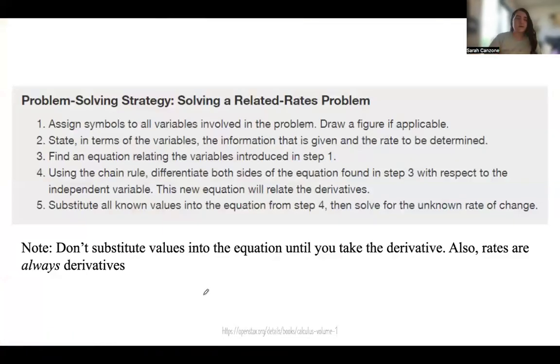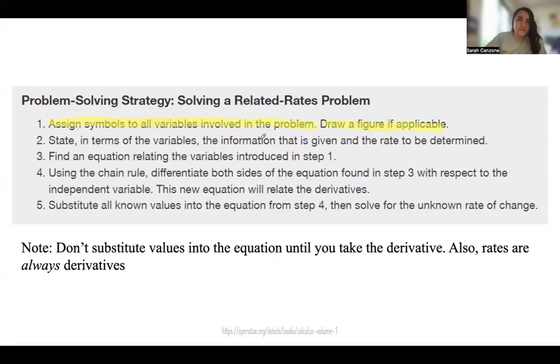All right, so here is the problem solving strategy for related rates. So essentially what we want to do first is we want to assign symbols or letters to all variables in the problem. So if I see something that represents volume, I'll probably call it V. I'll assign whatever makes sense to me. And something that's also very important is we want to draw pictures. It kind of helps us understand what's going on.